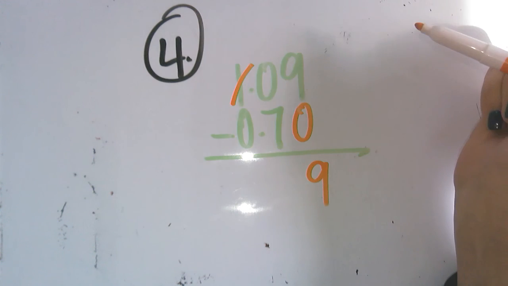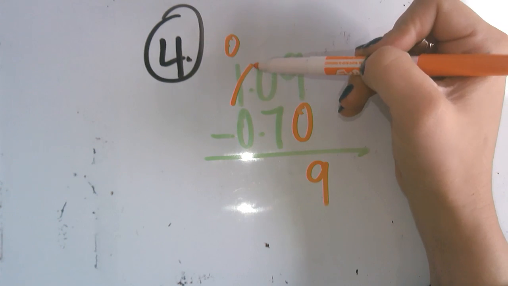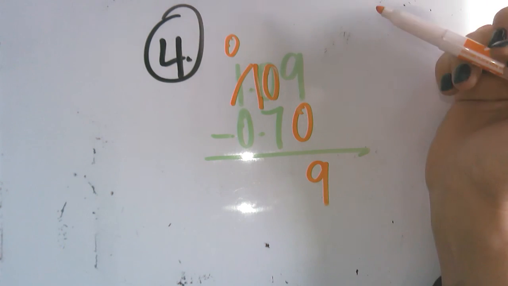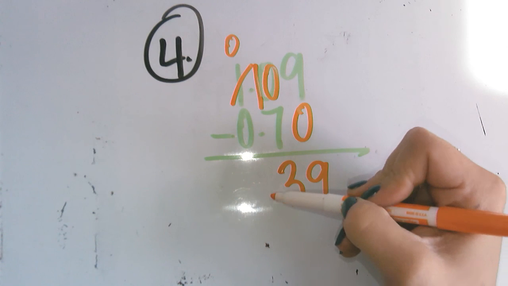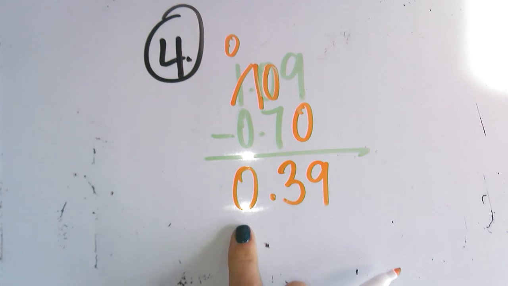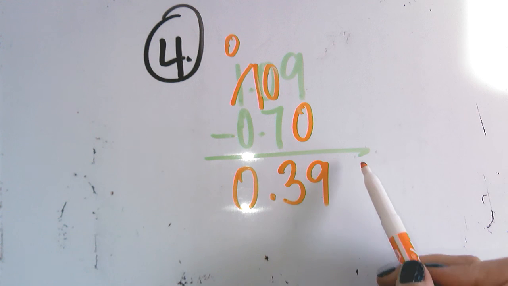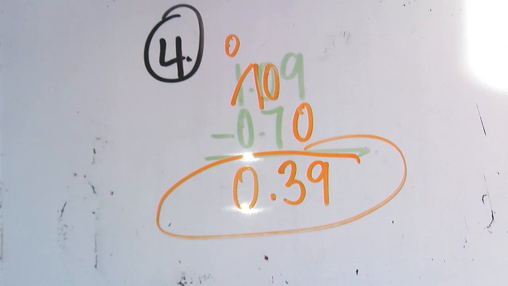So you have to cross out our 1 and regroup, and then turn this into a 10. And 10 minus 7 is 3. I still have to write down my decimal point and ensure that my 0 is holding the place value of the ones. So you would get 39 hundredths. So those are just 2 example problems from today's assignment. Good luck ungrouping in subtraction with decimals.